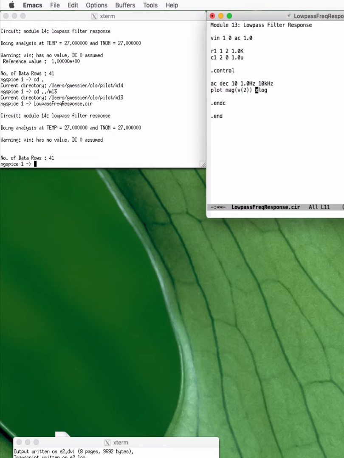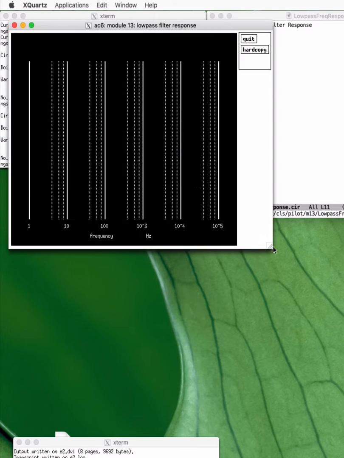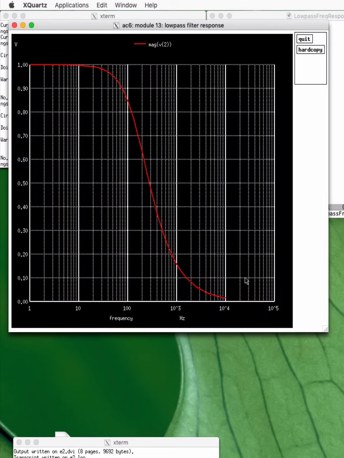We're going to plot the magnitude of our voltage, and we're going to do it on a log x axis. And so if we run it, it looks like this. And sure enough, we do have a low-pass filter response.